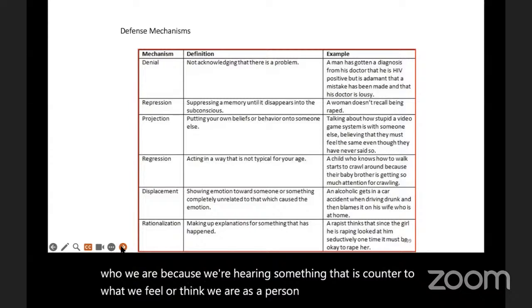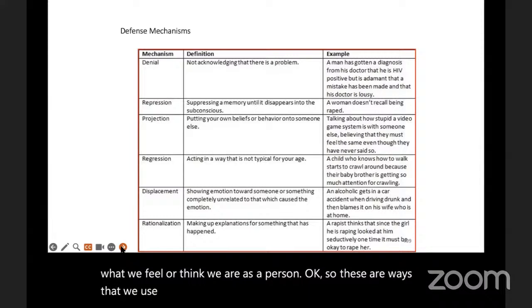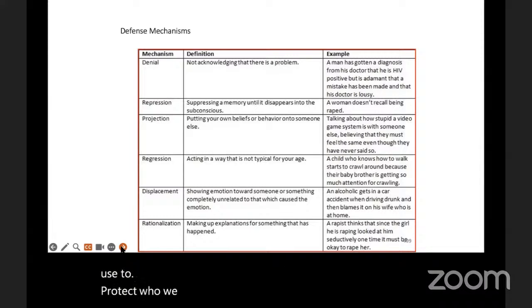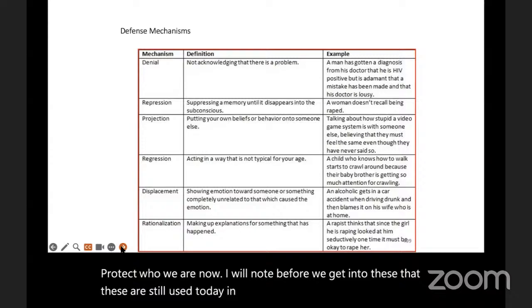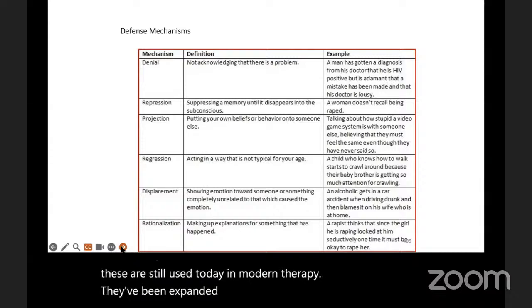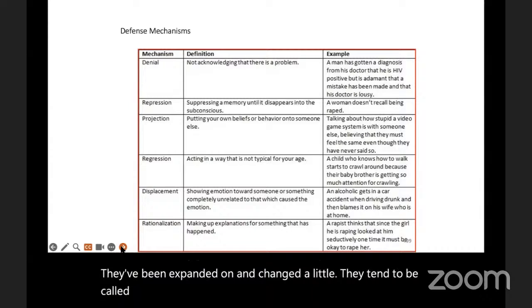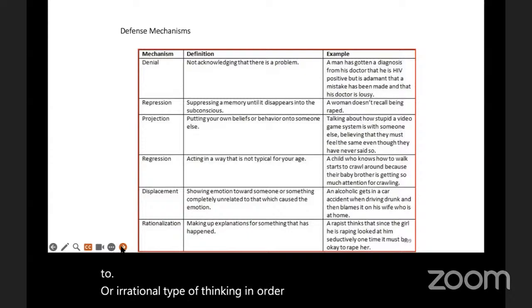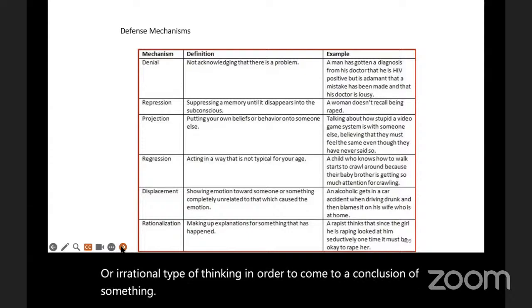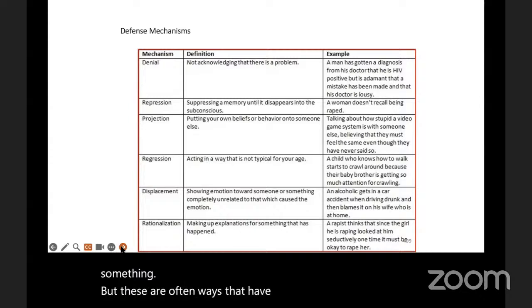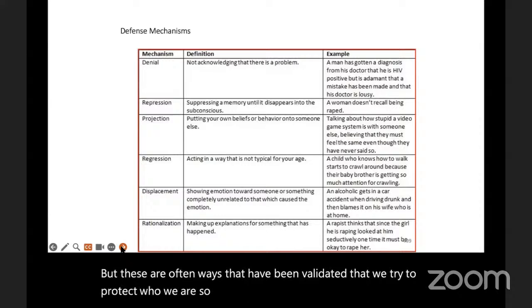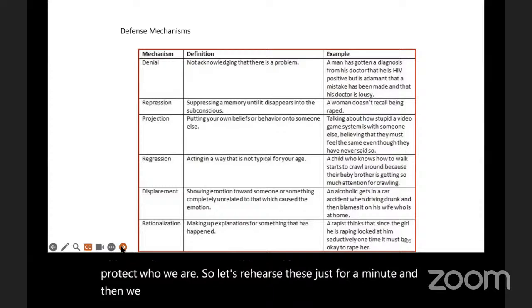So these are ways that we use to protect who we are. Now, I will note before we get into these that these are still used today in modern therapy. They've been expanded on and changed a little. They tend to be called thinking errors now, because it's thought of as poor or irrational thinking in order to come to a conclusion about something. But these are often ways that have been validated that we try to protect who we are. So let's rehearse these just for a minute, and then we will finish up for today.